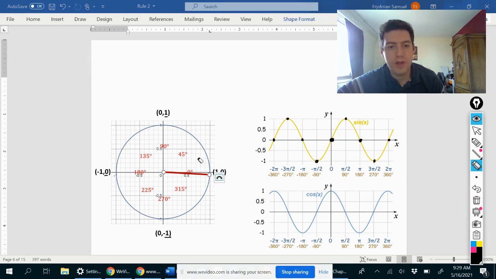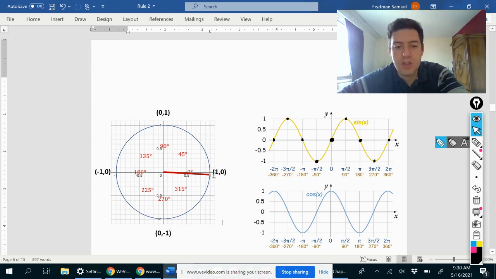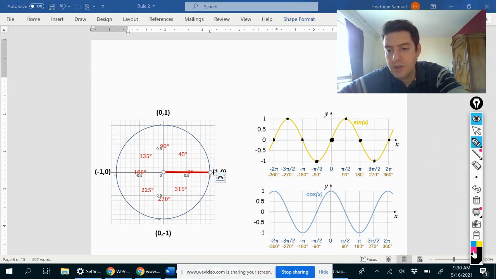For the cosine graph, we're basically doing the same thing, but you have to remember we're paying attention to the x value on here instead of the y value. Okay, so at 0 degrees, let me just underline all the x values now.